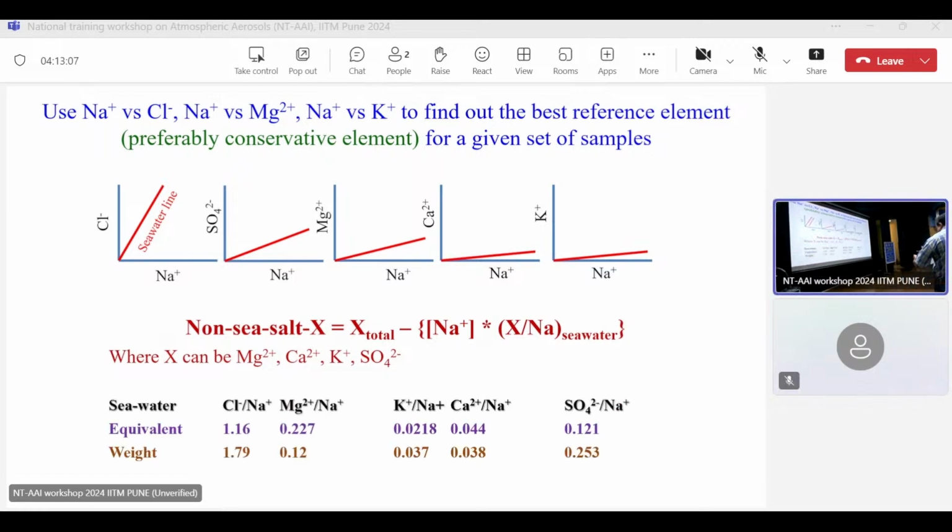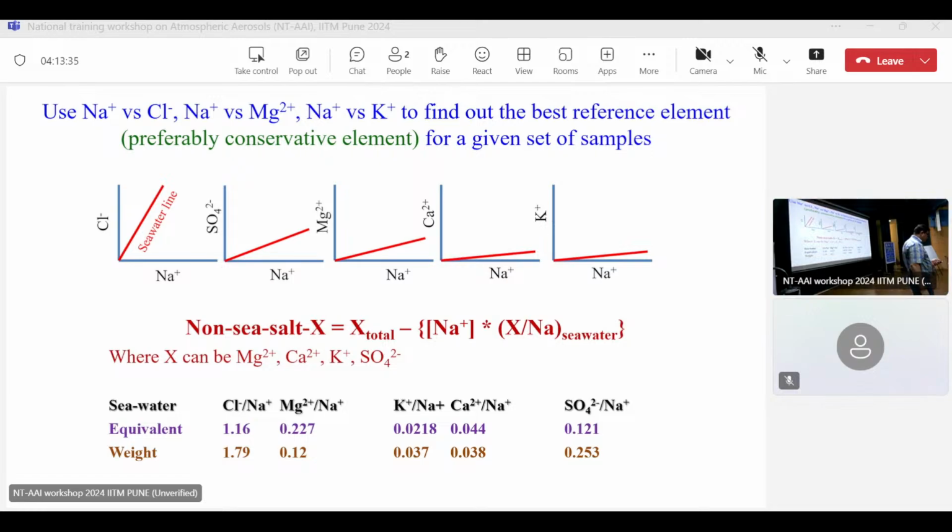And here I have put some ratios. In seawater, these are the ratios. This is in equivalent units, and this is in weight. Sea salt calculation is easy. What you have to keep in mind is to make sure that whatever reference element you are selecting is proper.